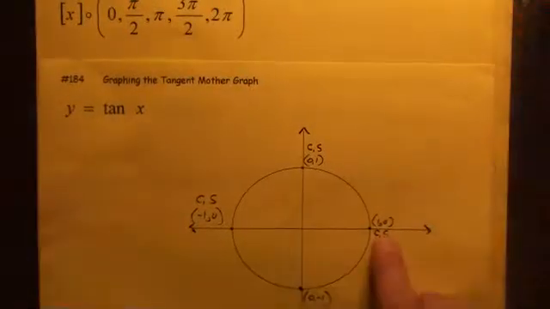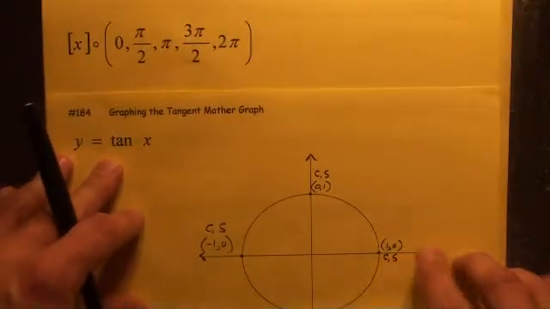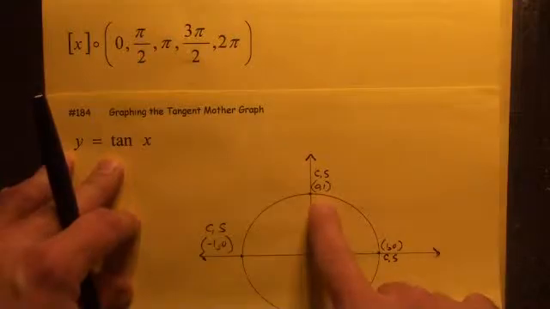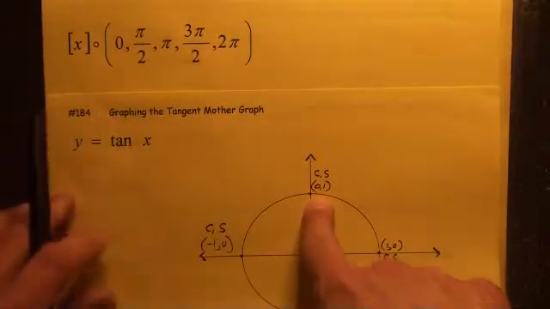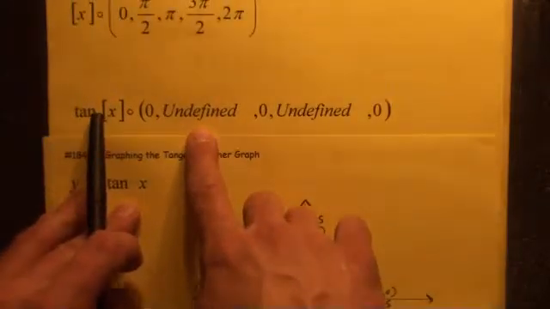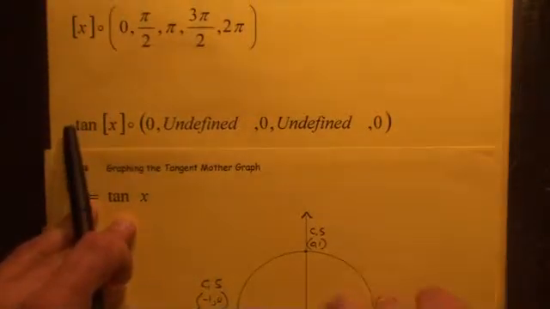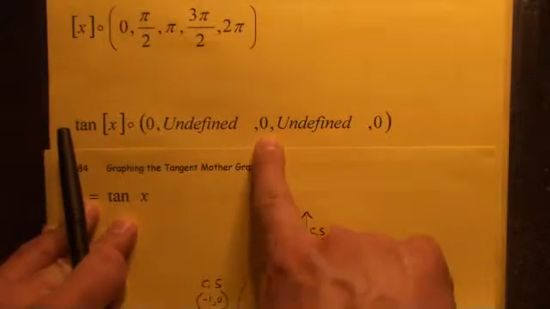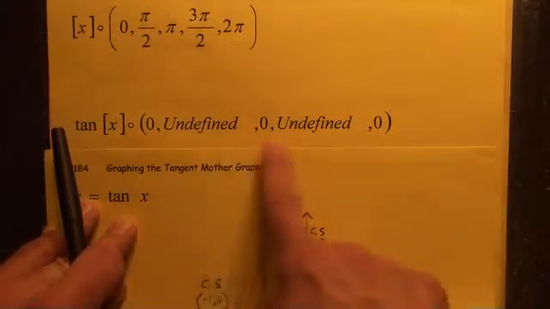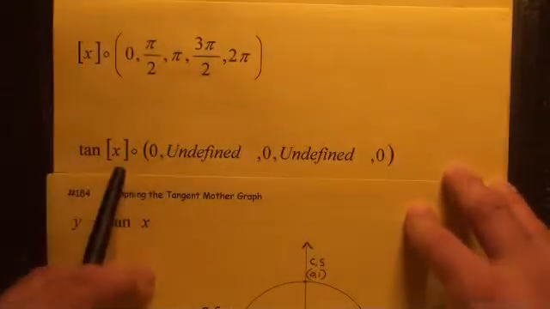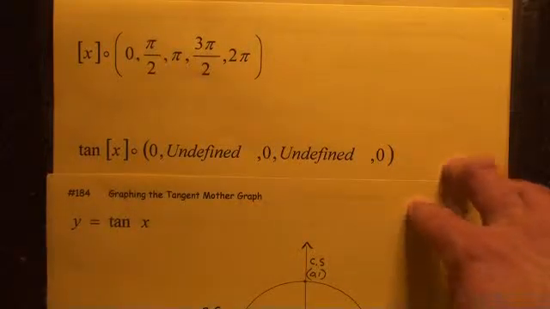If you do tangent of 0, you're going to get 0, right? Because you're going to get 0 over 1. If you do tan 90, which is what pi over 2 is, you're going to get undefined. If you do tan 180, which is pi, you'll get 0 again. So you're just going to get 0, undefined, 0, undefined, and 0. This is a very boring graph. It doesn't tell us much about what's happening with tangent.